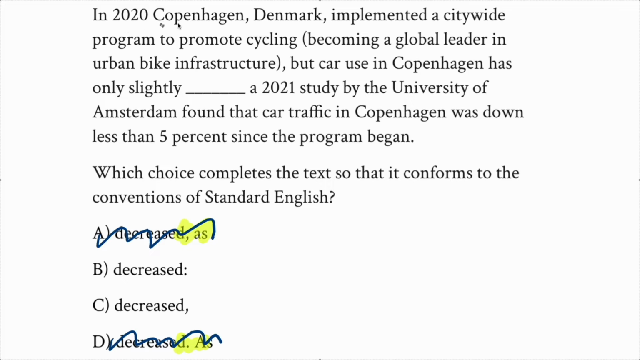So in 2020, Copenhagen, Denmark, implemented a citywide program to promote cycling, and we're just going to ignore that. But car use in Copenhagen has only slightly decreased. A 2021 study by the University of Amsterdam found that car traffic in Copenhagen was down less than 5% since the program began. Okay, so here we actually have multiple independent clauses. One of them is going to be this portion. So that's an independent clause.